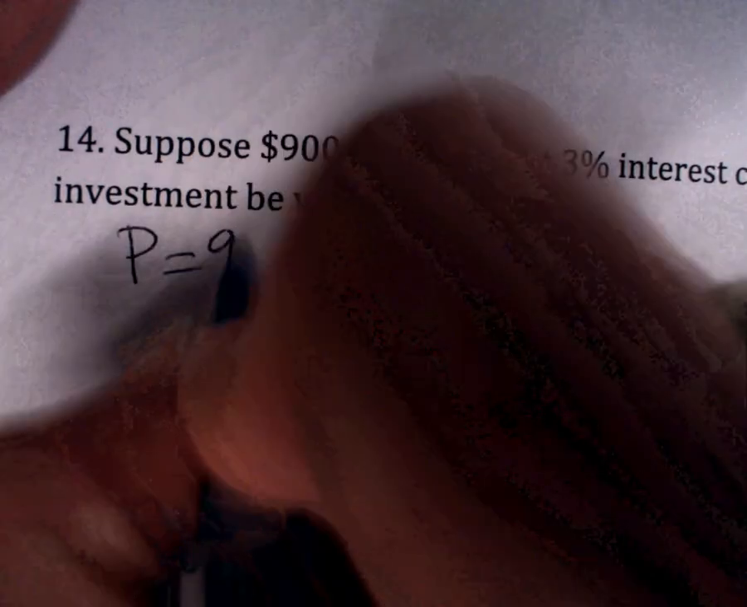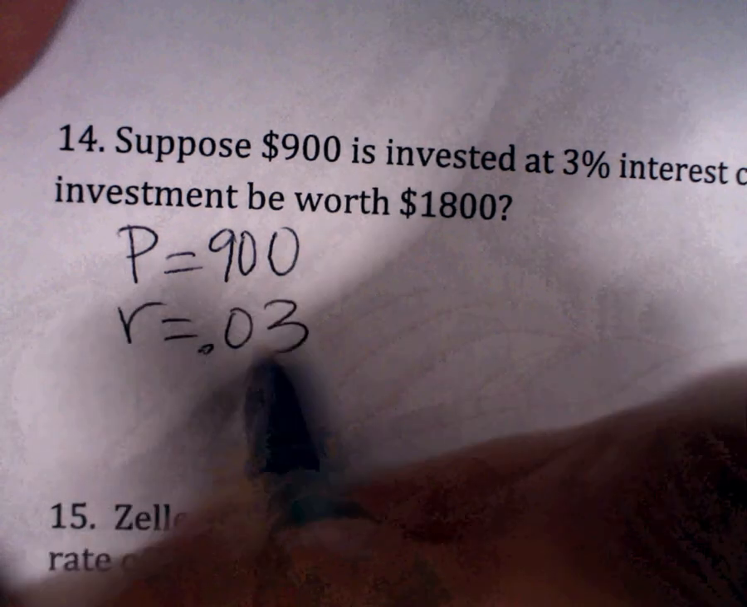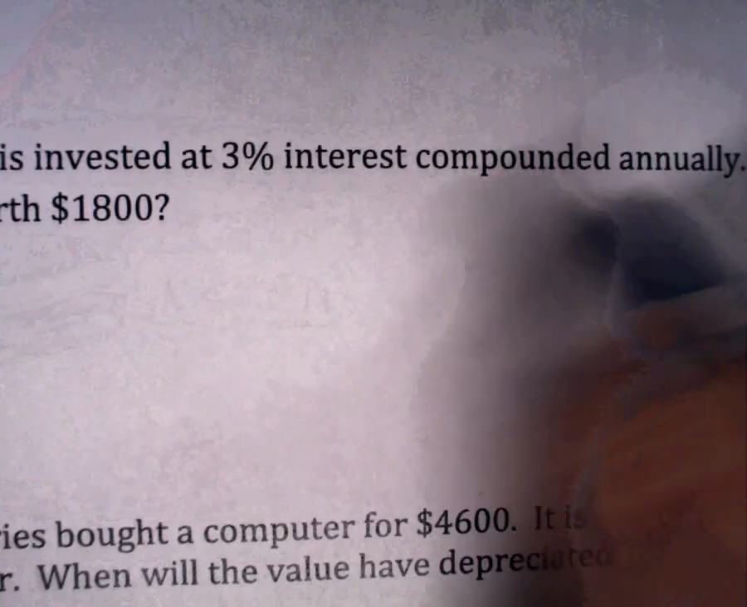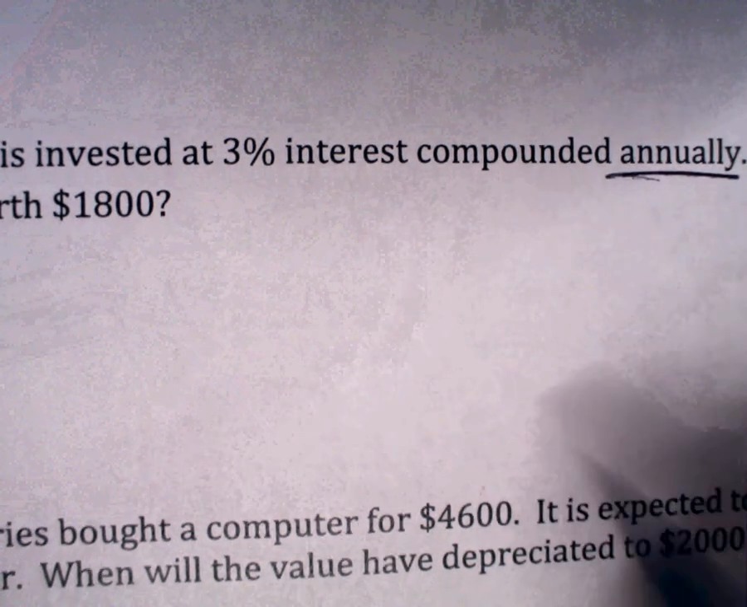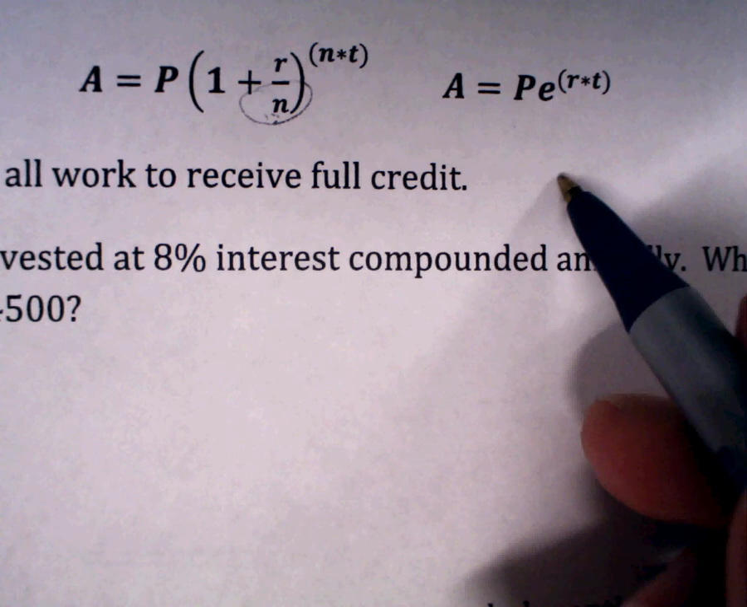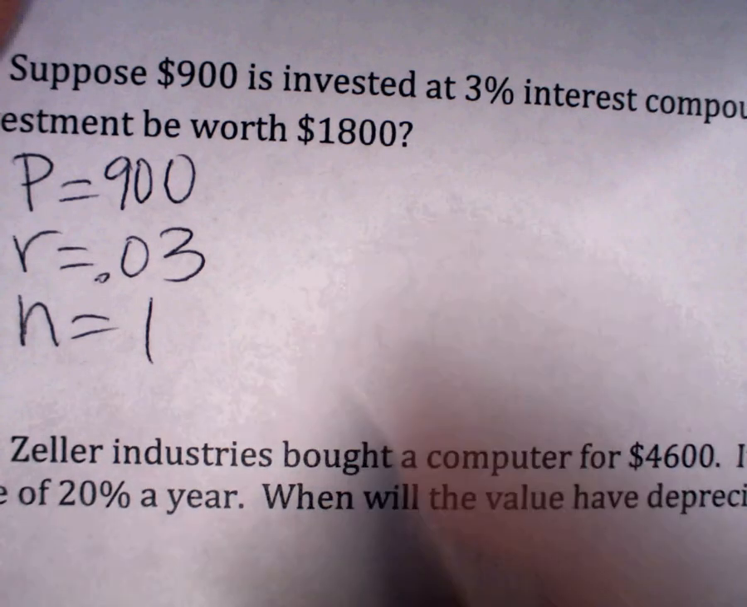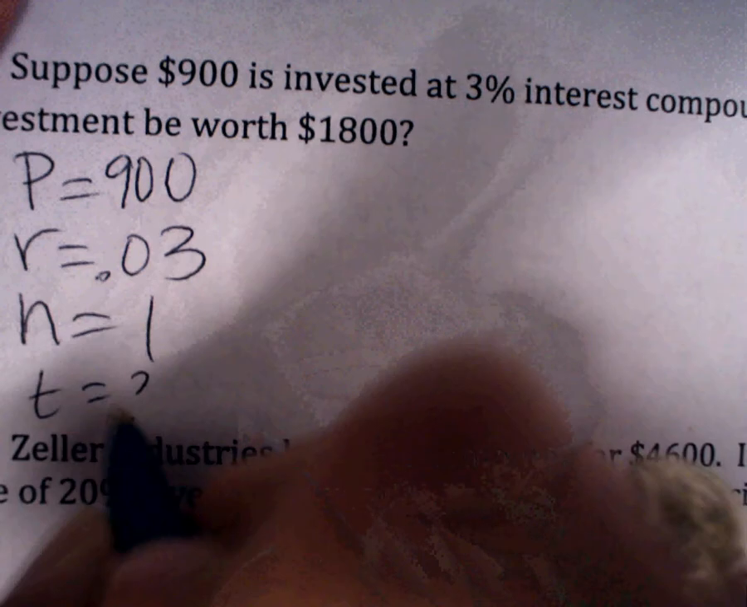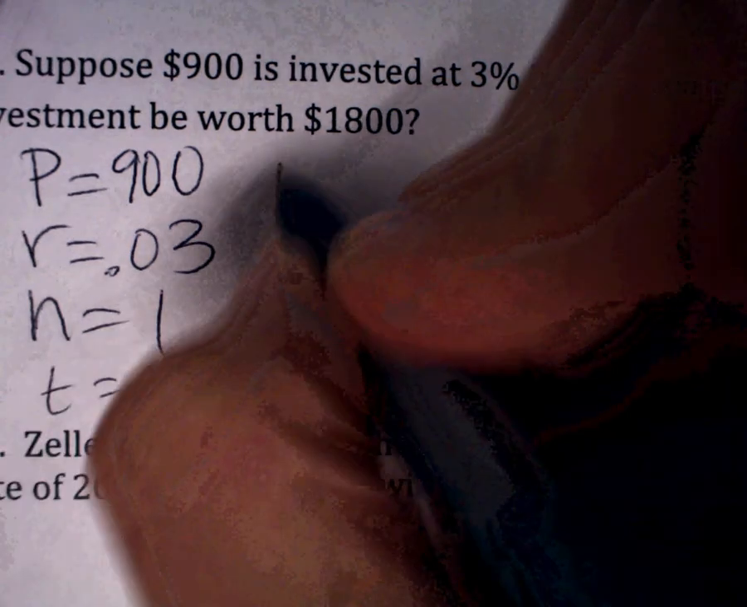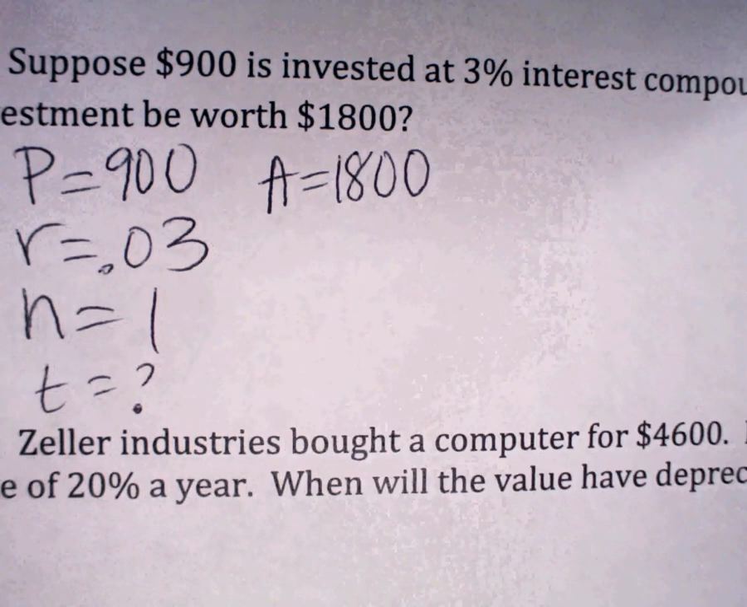That's called our put-in amount. What did we put into the bank? At a rate of 0.03, notice it says the word annually. That tells you it is automatically this formula. Continuously would be this one. It gives us a time frame. It gives us annually. That means N is 1, once a year. It says, when, I don't know when, question mark, will my investment be worth $1,800?